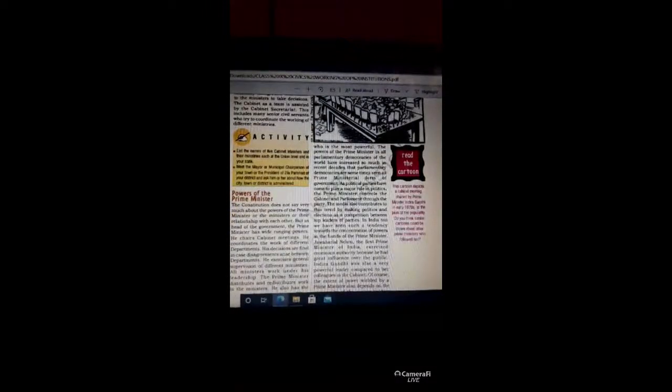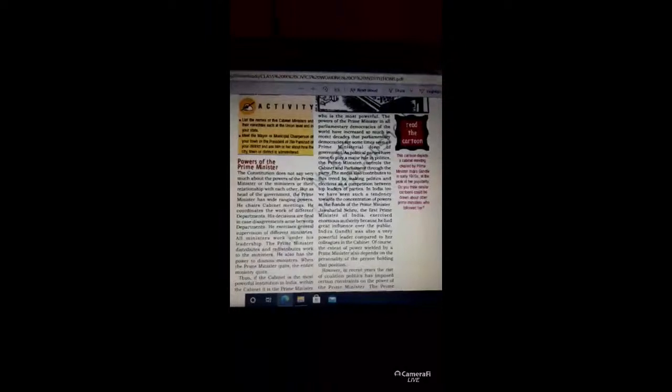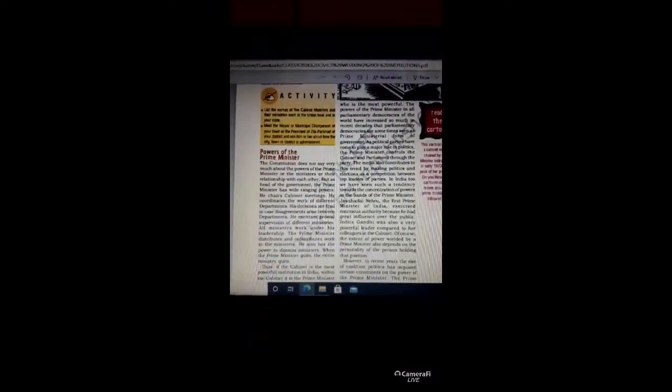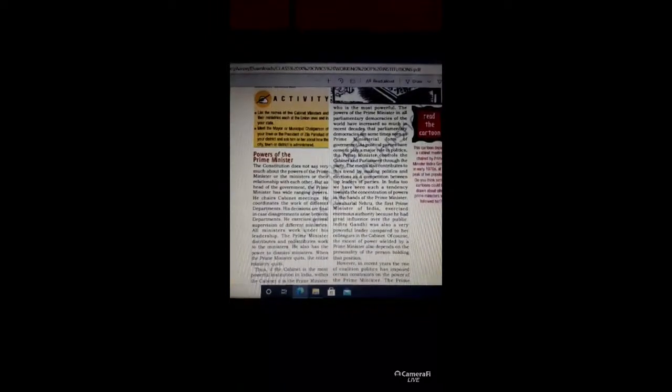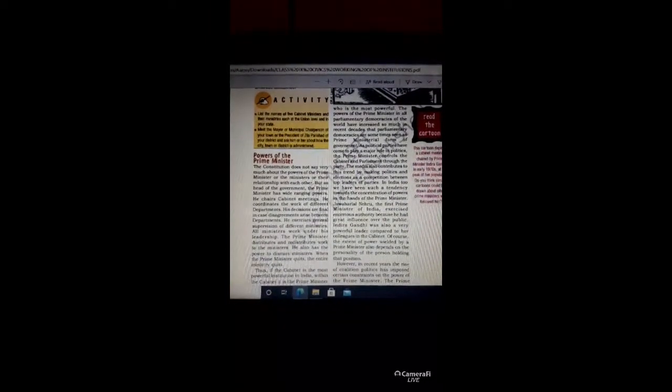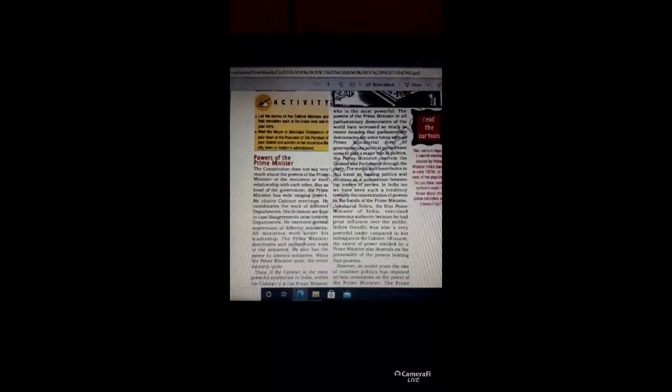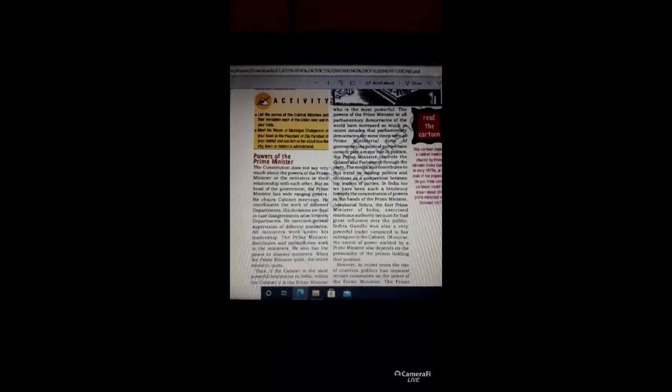Okay, now next part we have to move to, that is the powers of the Prime Minister. So the Prime Minister has lots of power. What powers does he exercise? The powers of the Prime Minister: as head of the government, the Prime Minister has wide-ranging powers which are mentioned below. Now what powers are given? We have to go through them one by one.